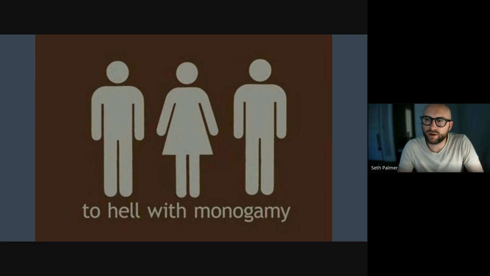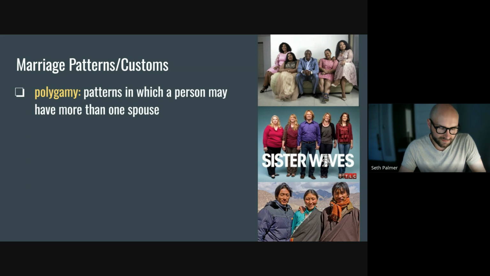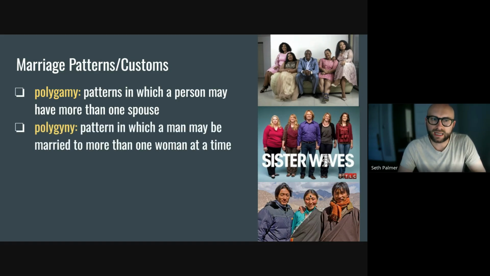So we're going to look now at some marriage patterns that exist outside of monogamous partners or monogamous marriage, which of course is the norm in our society. So I have a few more terms for you. The first is polygamy. Polygamy is a pattern in which a person has more than one spouse. So many of you might have thought of, say, the show Sister Wives. Oh, that's polygamy. Well, actually, more specifically, that is polygyny. Polygyny is when a man has more than one wife. Okay.